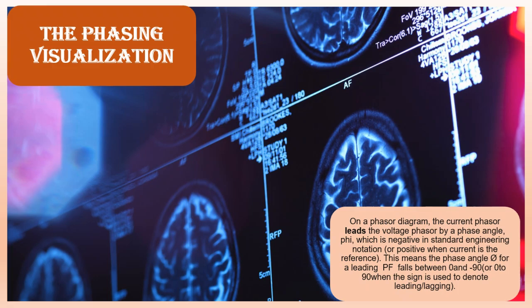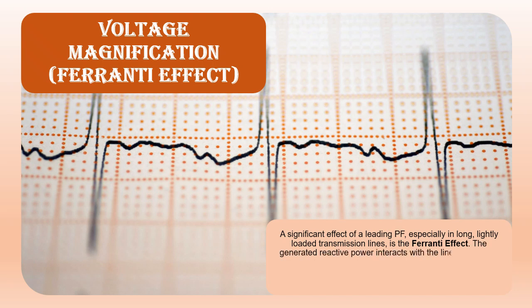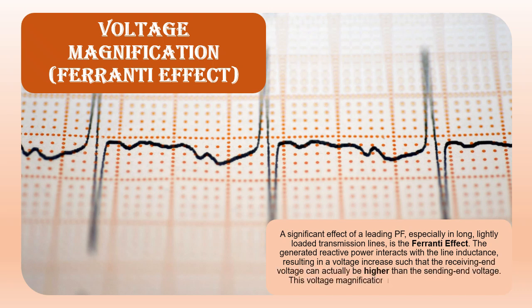Voltage magnification, Ferranti effect. A significant effect of a leading PF, especially in long, lightly loaded transmission lines, is the Ferranti effect. The generated reactive power interacts with the line inductance, resulting in a voltage increase such that the receiving end voltage can actually be higher than the sending end voltage. This voltage magnification must be carefully managed.